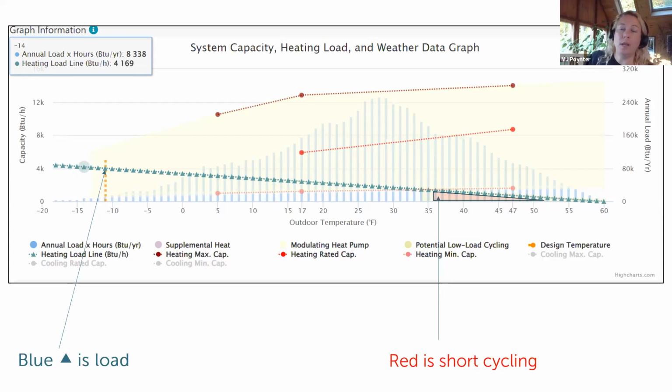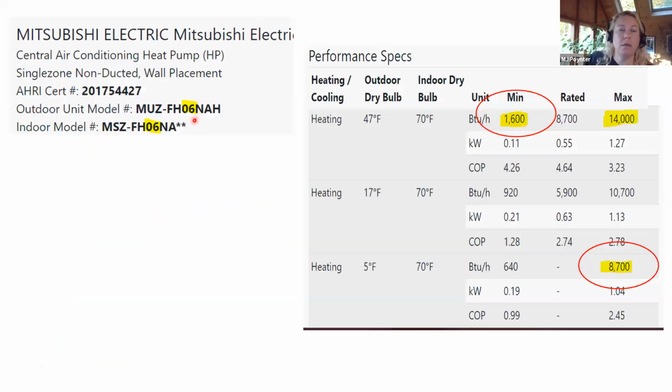So the message for a one bedroom is to not do two heads, to do one head. And we picked an 06, but it's really important to look at what your max and your mins are, because even an 06 is giving you 8,700.